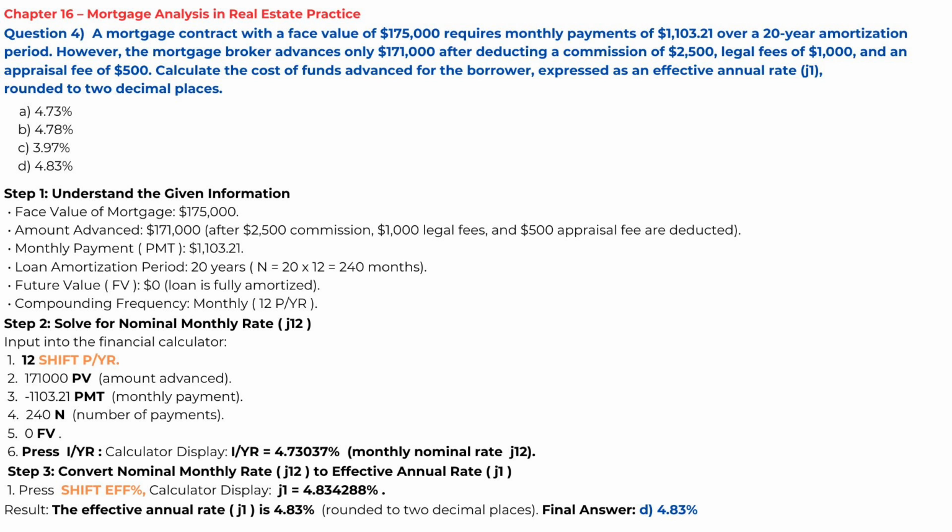Step 3. Convert nominal monthly rate J12 to effective annual rate J1. Press Shift Effective. Calculator displays J1 equals 4.83428%. Result, the effective annual rate J1 is 4.83%, rounded to 2 decimal places. Final answer D, 4.83%.